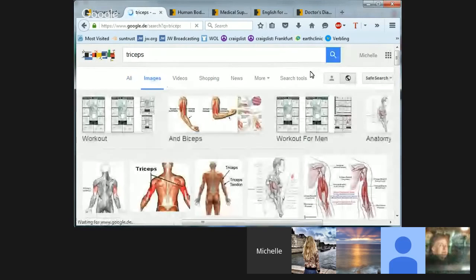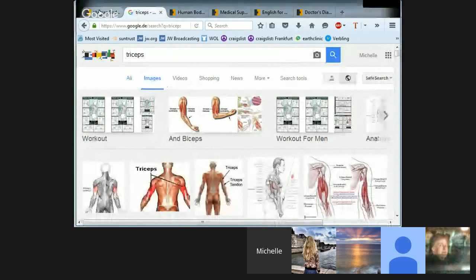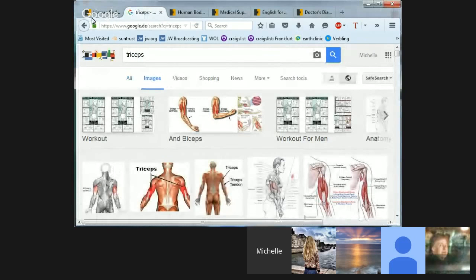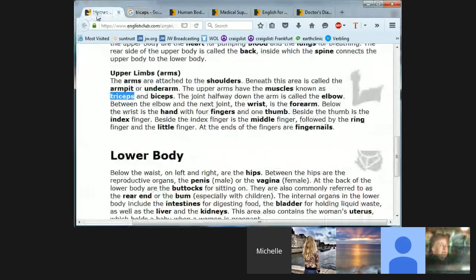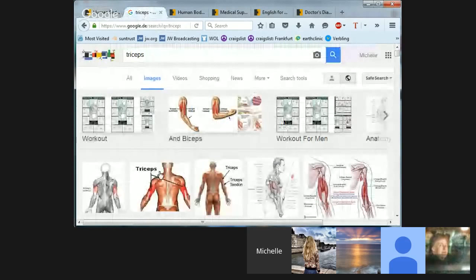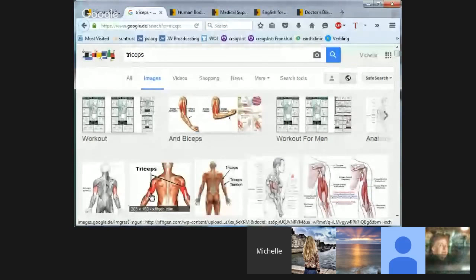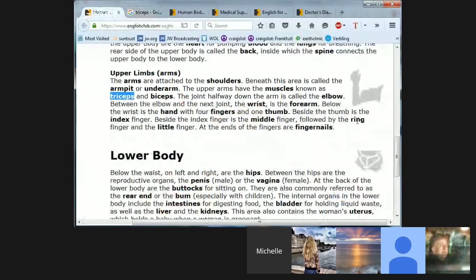Okay, so your biceps, you see, are on the front of your arm, kind of like in this picture. In the front of your arm, like when you make a muscle, you can see your biceps. But then your triceps are the muscle on the back part of your arm. So it would be like this muscle here on the back. Okay? So these are biceps and those are triceps.